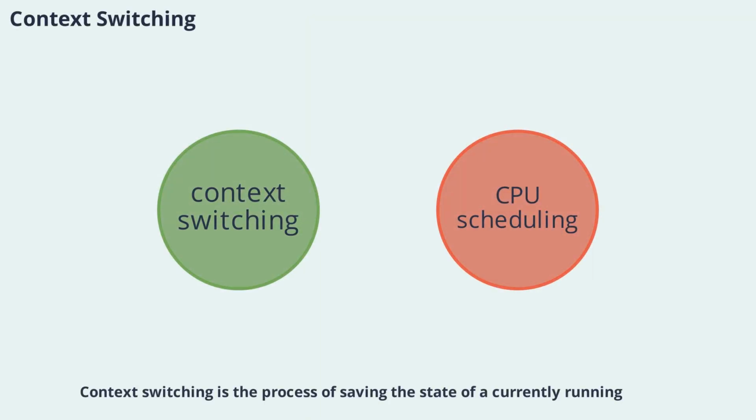Context switching is the process of saving the state of a currently running process or thread and loading the state of the next one to be executed. When a process or thread's time slice expires, the OS scheduler performs a context switch, moving the CPU's focus to another process or thread. This allows multiple processes and threads to share the CPU, giving the appearance of simultaneous execution on single-core CPUs and improving parallelism on multi-core CPUs.